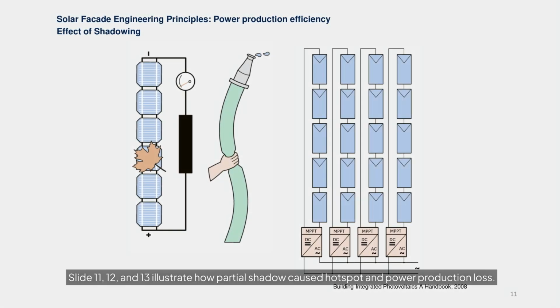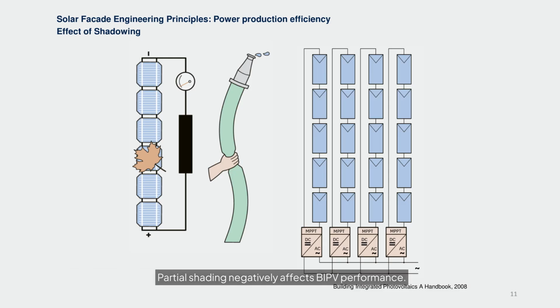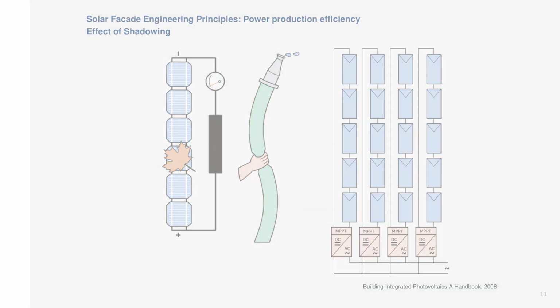Slides 11, 12, and 13 illustrate how partial shadow causes hotspots and power production loss. Partial shading negatively affects BIPV performance. Shadows are created by adjacent structures, trees, and even the building's own architectural features. Solar cells are usually interconnected in a series configuration. When shading affects even a small fraction of the panel, it limits the flow in the entire electric string, restricting the overall system's current.